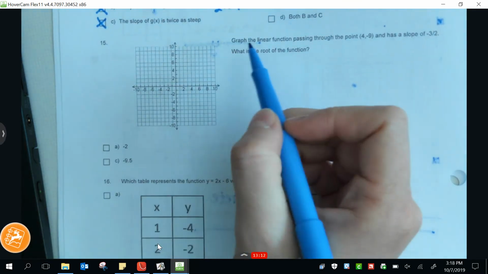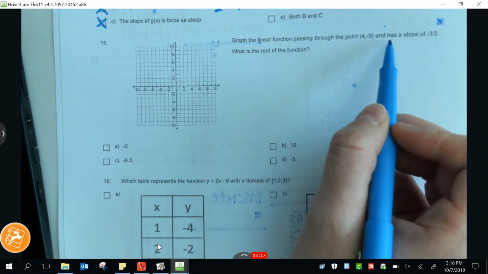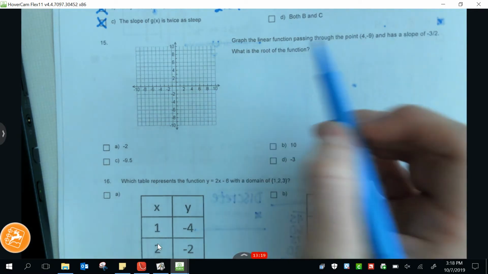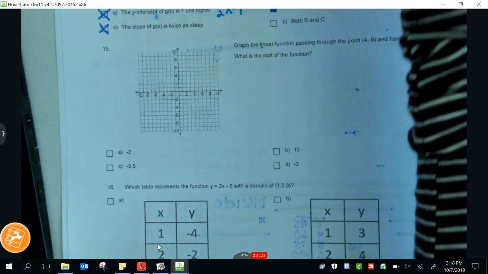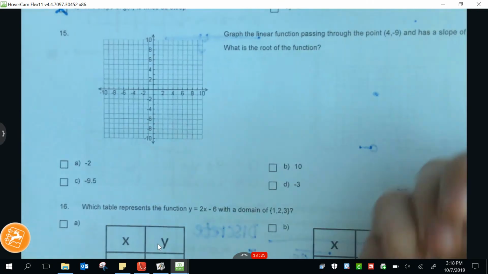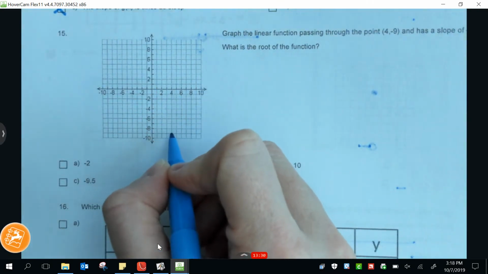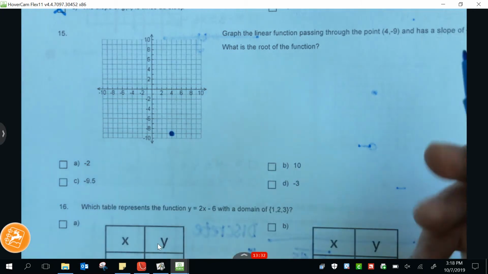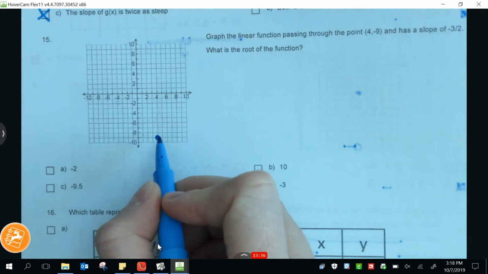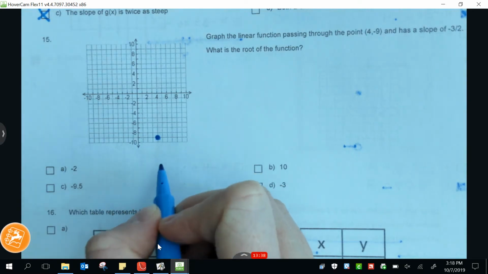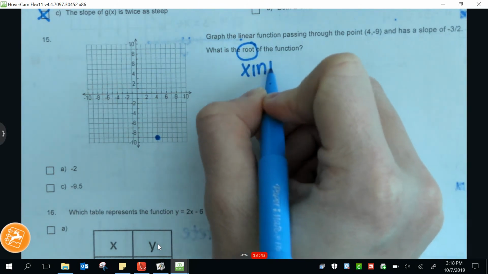Okay, number 15, graph the linear function passing through the point 4, -9 and has a slope of -3/2. What is the root? So, a couple ways you can do this. One, you can actually graph it. You can graph 4, -9. And then you can say, okay, my slope is -3/2. You're going to go off the graph. But that's okay, because I want the root. And the root is another name for x-intercept.